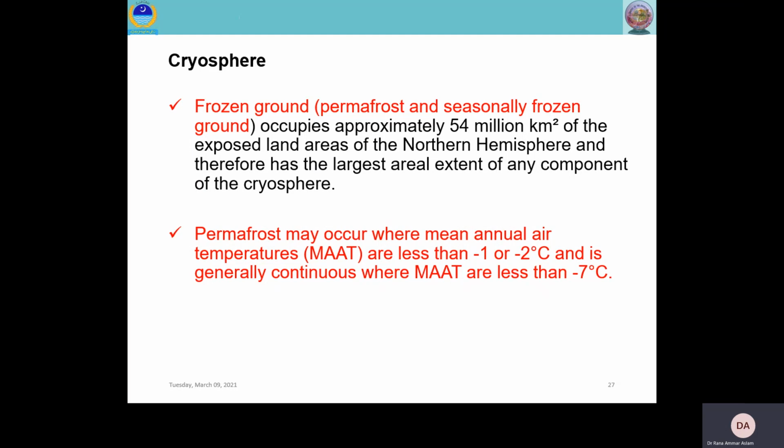So it can be seasonal or perennial, and it covers an area of 54 square kilometers. Major part of this permafrost or frozen ground lies in the Arctic and Antarctica, or in polar regions, and you can also find frozen ground or permafrost in glaciated regions like the Himalayan region in the subcontinent, right? Permafrost can be seasonal if the average annual temperature is between -1 to -2 degrees Celsius, and however it will be continuous if the average annual temperature lies below -7 degrees Celsius, right?